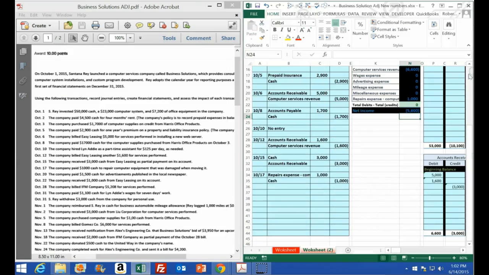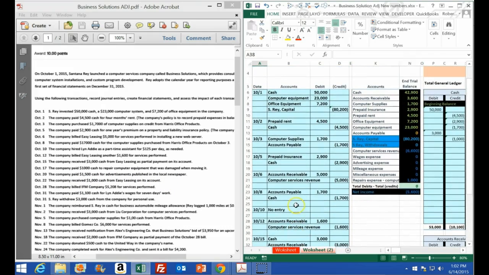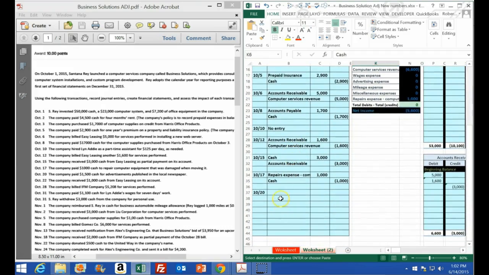Taking this, pulling it to the side, moving to 10/20, which says the company paid 1.5 cash for advertising published in the local newspaper. So is cash affected? Yes, we paid it. It's going down. How do we make something go down? We do the opposite thing to it as what it is. Cash is a debit balance. The opposite of a debit would be a credit. Credit's going to go on the bottom. And therefore, we're crediting the amount we paid for advertising.